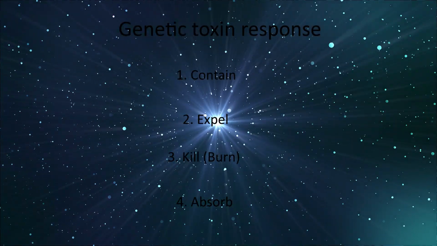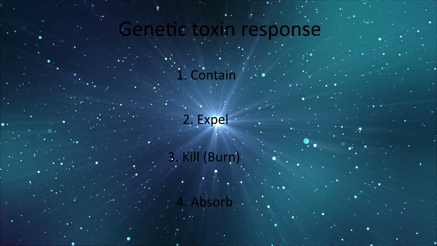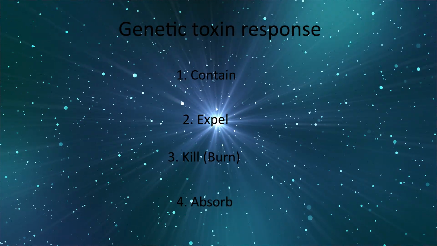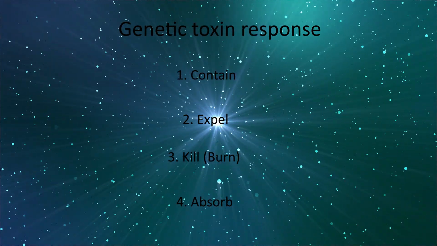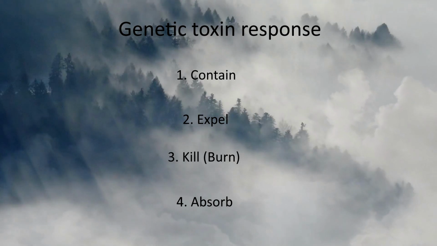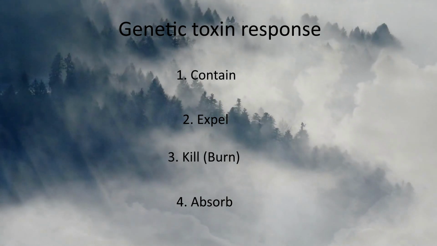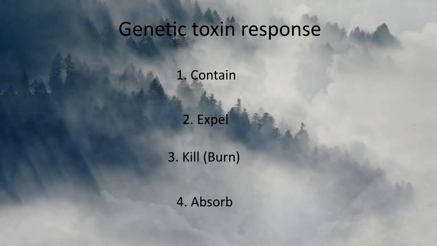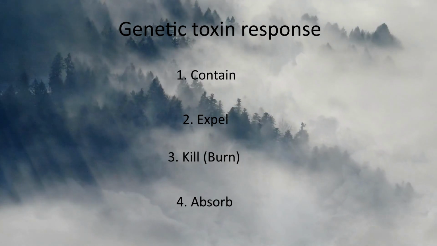The first step is containment, with the goal of stopping the spread of the toxin, and a good example of that would be quarantining an infected individual to prevent the disease or pathogen from spreading. The second step is expulsion. The goal of expulsion is to remove toxic genes and behaviours from the group, sending them over to a competitor. An example would be isolating and excluding toxic individuals from a community to maintain overall health.